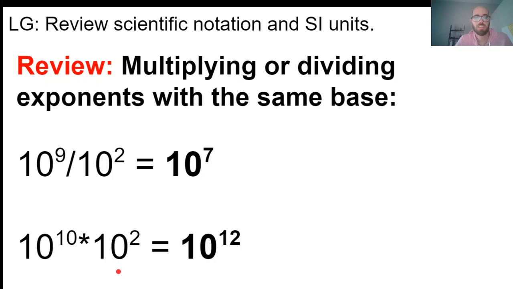Okay, take a look. Here are the solutions. 10 to the power of 7. We have to subtract 9 and 2 to get 7 because we're dividing. When we're multiplying, we have to add, so we add the exponents. 10 plus 2, this is 12.